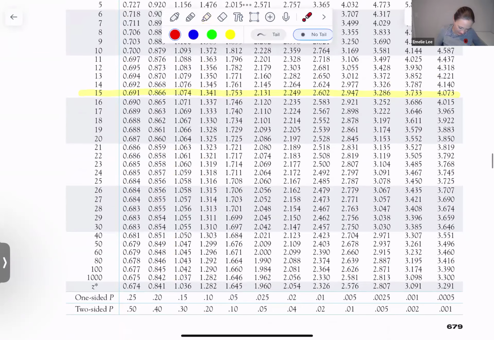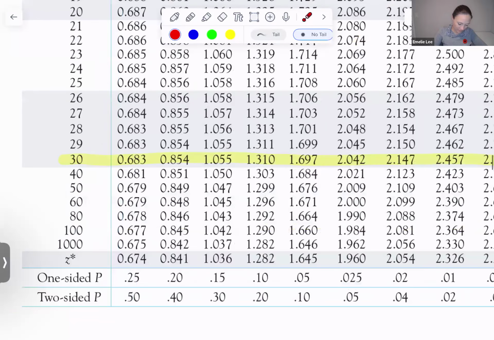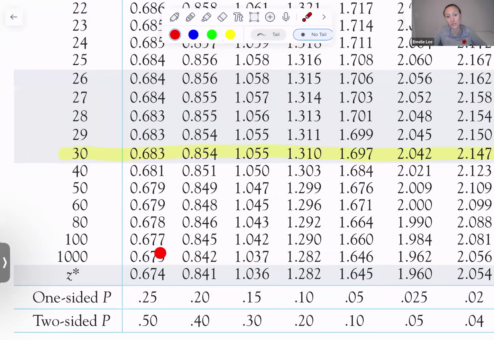Maybe if I do one that's closer, let's say we have a sample size of 31. Just so I can compare them between the 30 degrees of freedom and the Z star line. Notice that 0.683 is pretty close to 0.674, right? And 0.854 is pretty close to 0.841 and so on and so forth. And so these numbers are all going to be very similar.